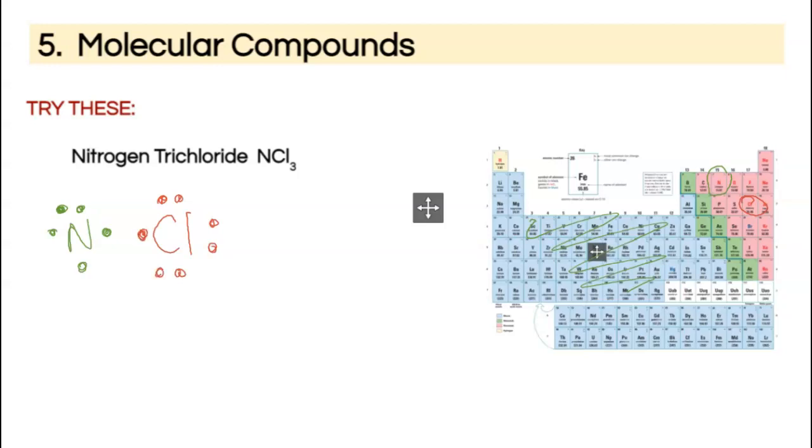Chlorine is going to share one electron pair with nitrogen. For right now, I'm just going to show that they're sharing, and then I'll show you how we move forward from that and depict this. For now, this chlorine is happy because it is now sharing an electron with nitrogen. But nitrogen's not happy yet. It's going to need to find 2 other chlorines to share with.